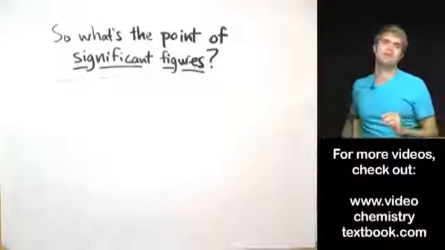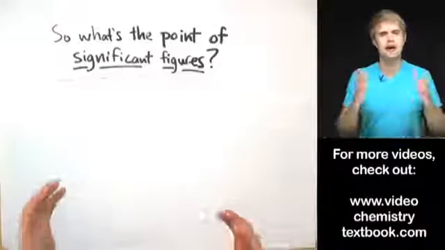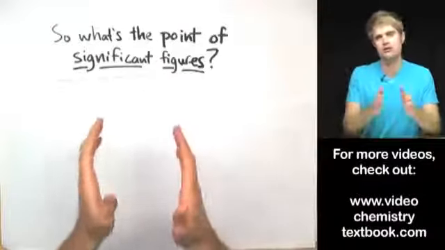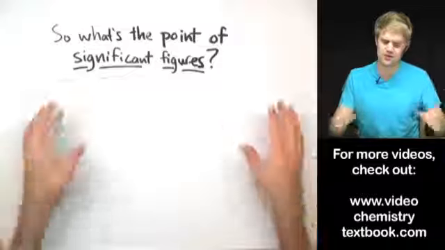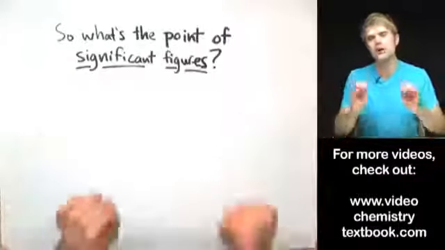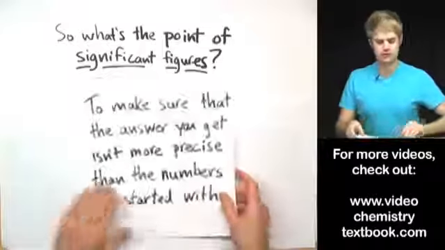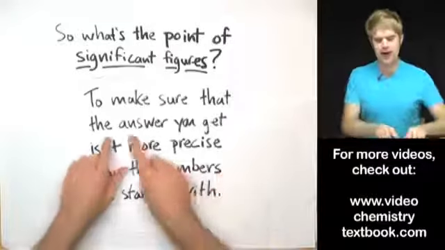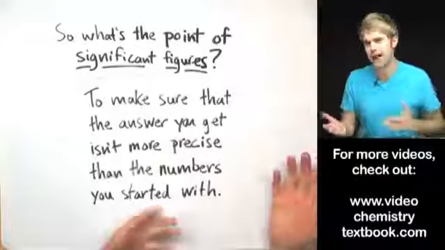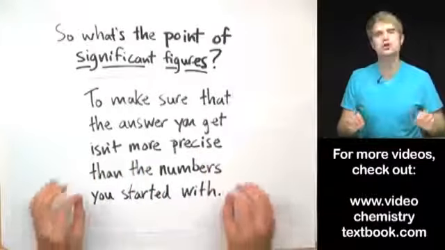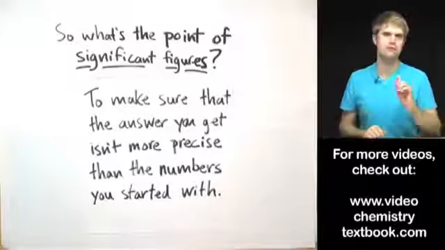Well, for one thing, significant figures are useful because they tell us how to round. So we don't have to worry about whether we should round to 1 or 2 or 3 decimal places. So that's kind of useful. But the real point is more important than that. The real point of significant figures is to make sure that the answer you get, like from a math problem, isn't more precise than the numbers you started out with in the first place.